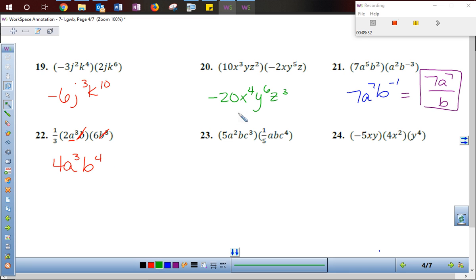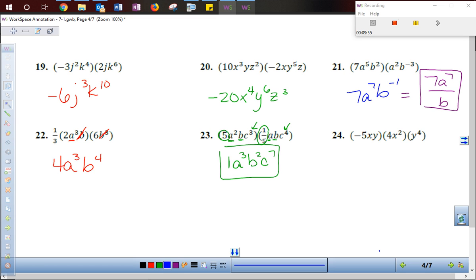On number 23, I'm going to take 5 times 1/5, and that's going to leave me with a coefficient of 1. A squared times a gives me a to the 3rd. B times b gives me b squared. And then c to the 3rd times c to the 4th gives me c to the 7th.